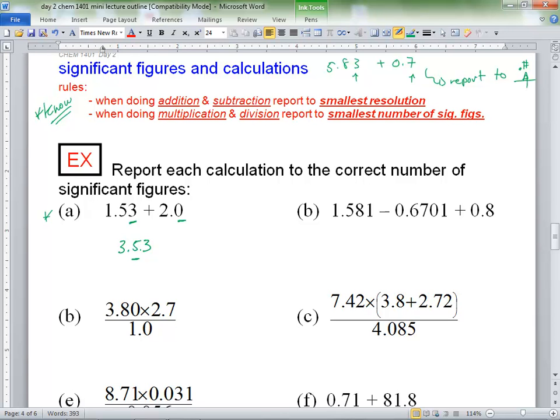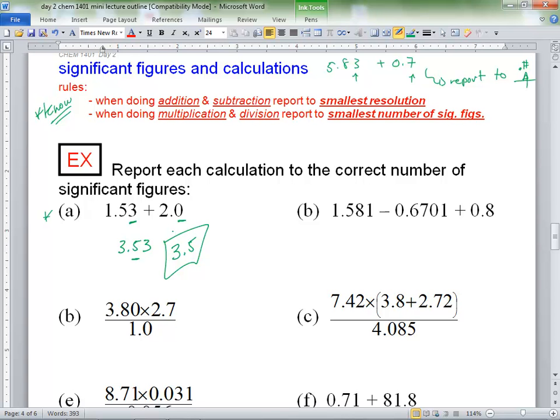But it's probably not the best way to report your answer. You could report your answer this way, but what if someone doesn't know what the heck your underline means? So you should probably just write 3.5. That'd be the best way to do it. Otherwise, hey, what does your underline mean? Now, if the 3 over here would have been a 7 or something, I would have said 3.6, rounded up.